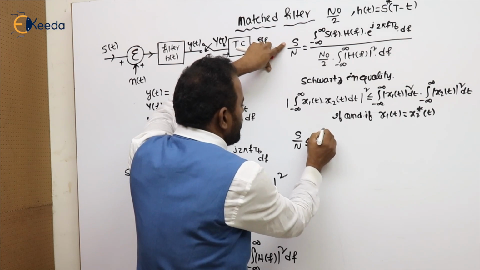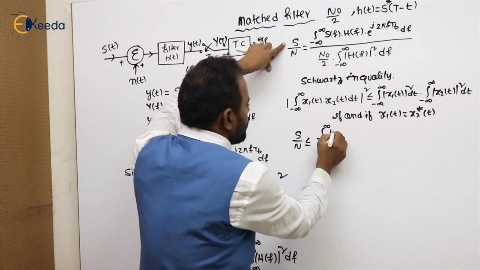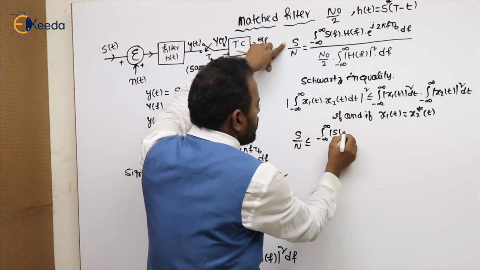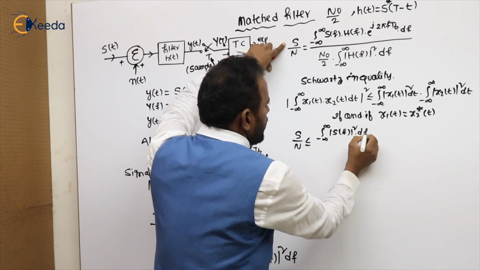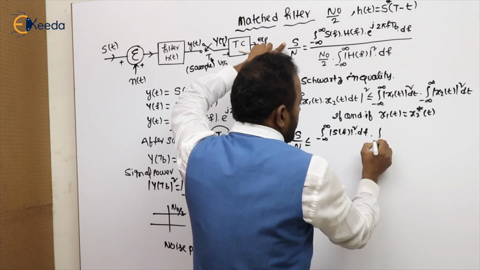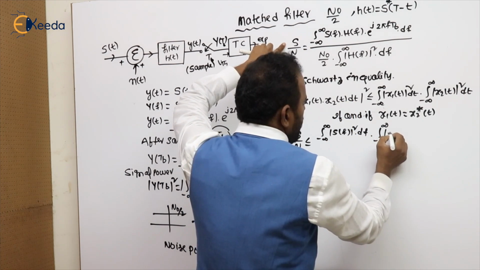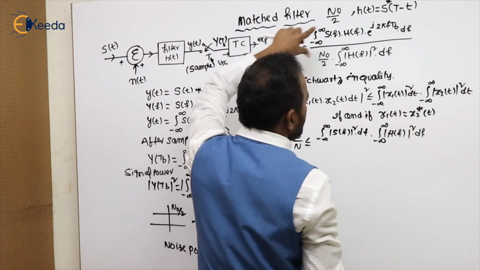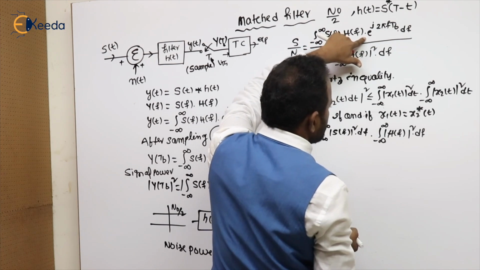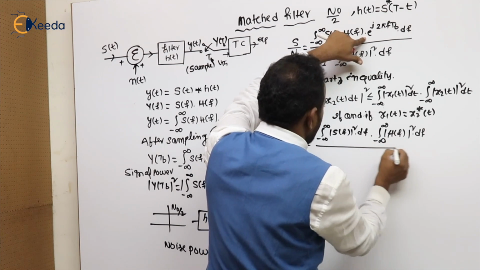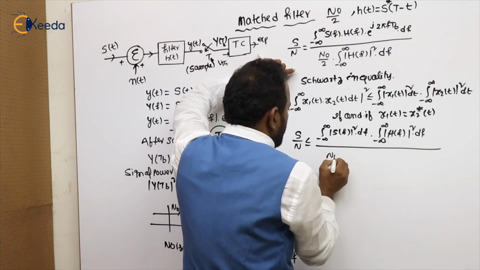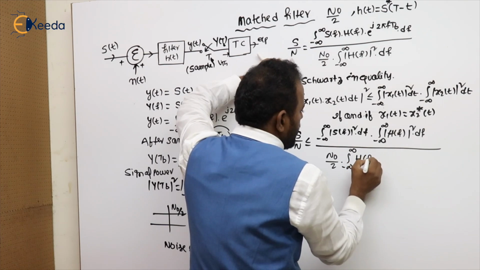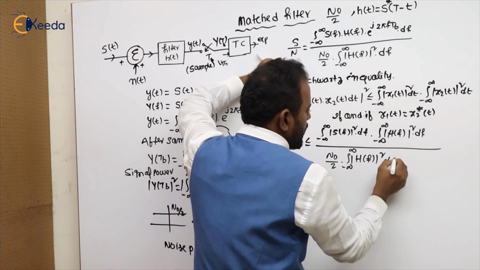less than or equal to the integral from minus infinity to plus infinity of mod S(f) whole square df, times the integral of mod H(f) whole square df, and for this one take the modulus and square it, divided by N naught by 2 into the integral from minus infinity to plus infinity of mod H(f) whole square df.